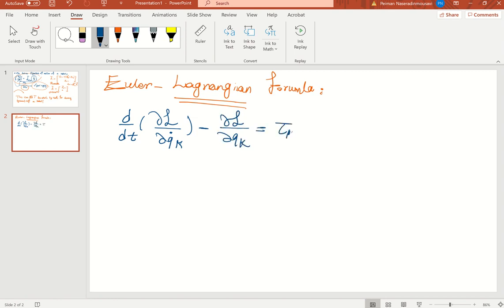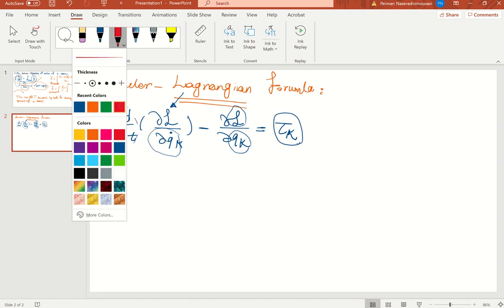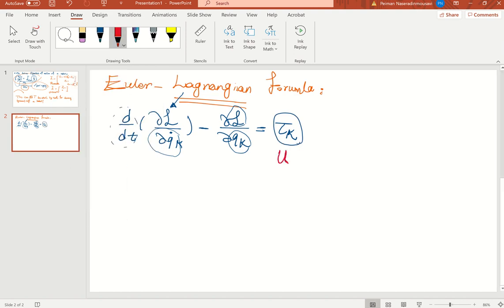Tau k equals the time derivative of the partial derivative of L, that is for Lagrangian, over the angular velocity of the links, the generalized coordinate variables, again the Lagrangian function, or the angle of the joint simply, and this is the torque, or as in control we name it U, the control input. That's right.